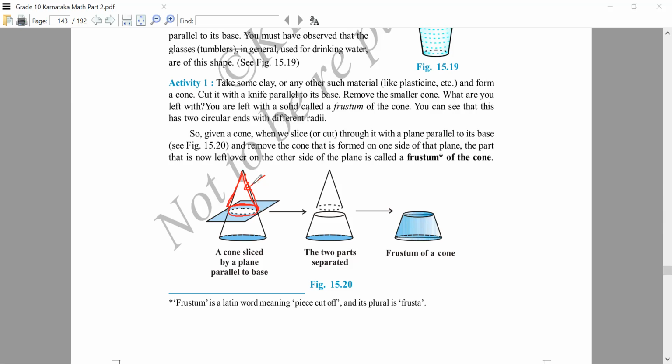Anyhow, we take that cone off. Take the top cone off. What is remaining is called the frustum of a cone. Are we good with this? Can we all visualize this? Is this clear?